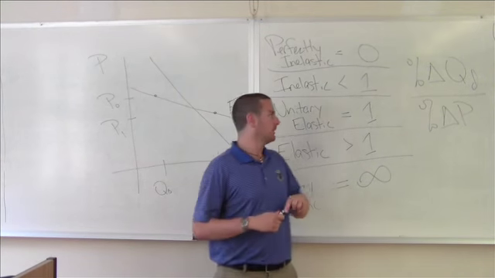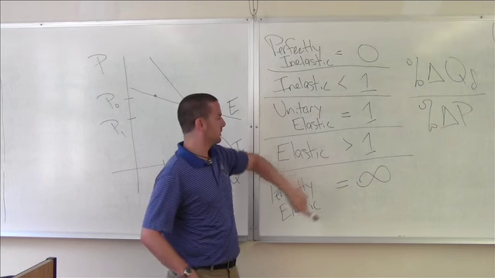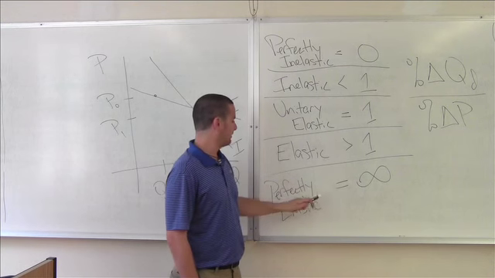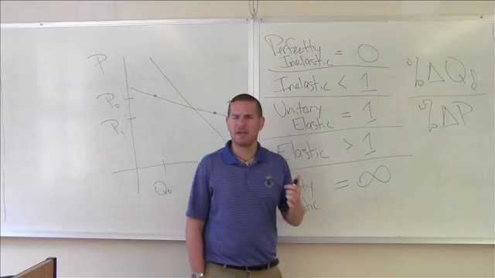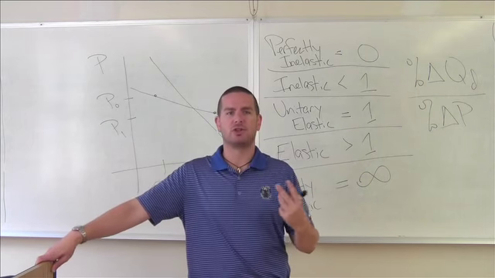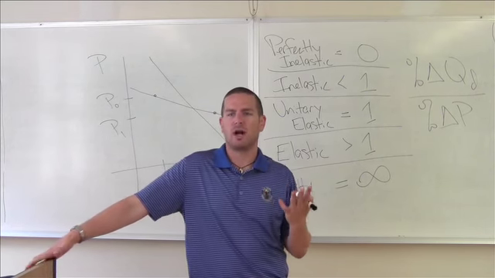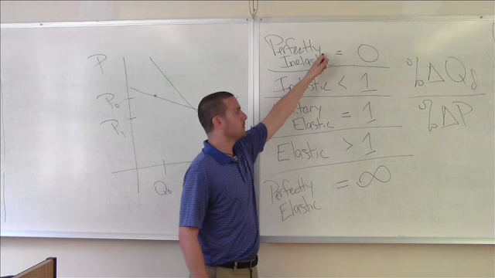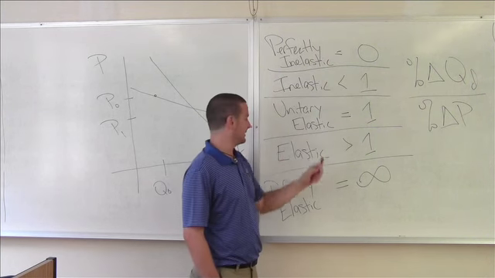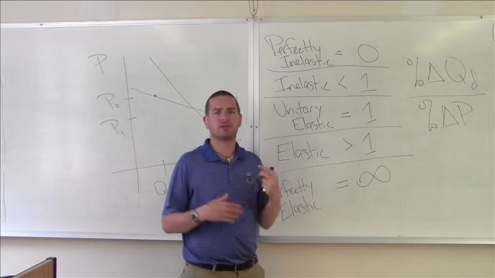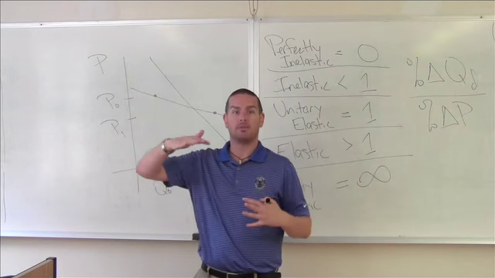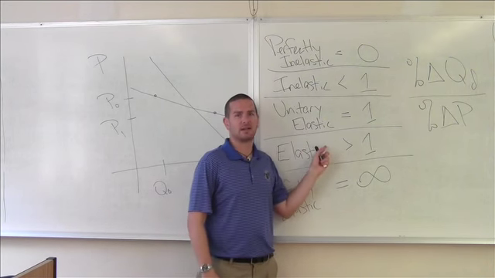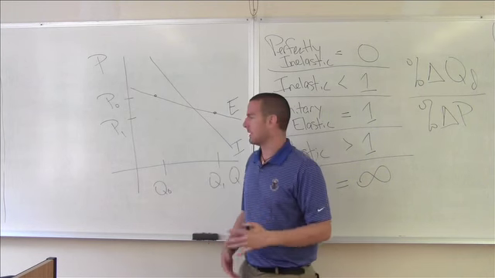Now, I have 3 others up here: perfectly inelastic, unitary elastic, and perfectly elastic. So Devin, if you're telling us that there's only 2 big concepts, then why in the world are there 5 up there? These 3, perfectly inelastic, unitary elastic, and perfectly elastic, are sort of logical outcomes from the concepts of inelastic or elastic. I'll explain what I mean by that in a minute.